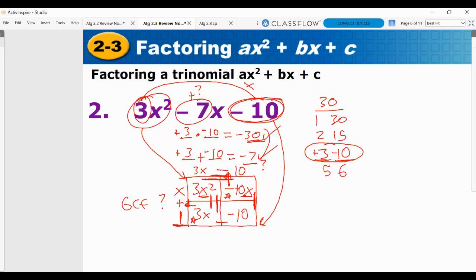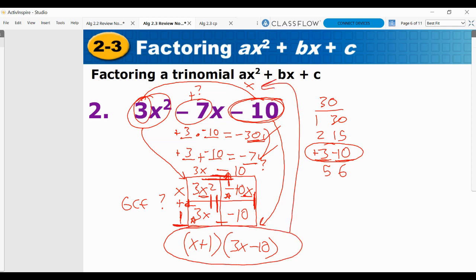So our two binomials, if we put it together, here's what got multiplied together. x plus 1 was the first binomial times what's on top, 3x minus 10. There's your answer. That's what you're looking for. That is what got multiplied to give you this entire answer up there. If you did your foiling steps, you could check it to see if it works, and it would work out to that up there.